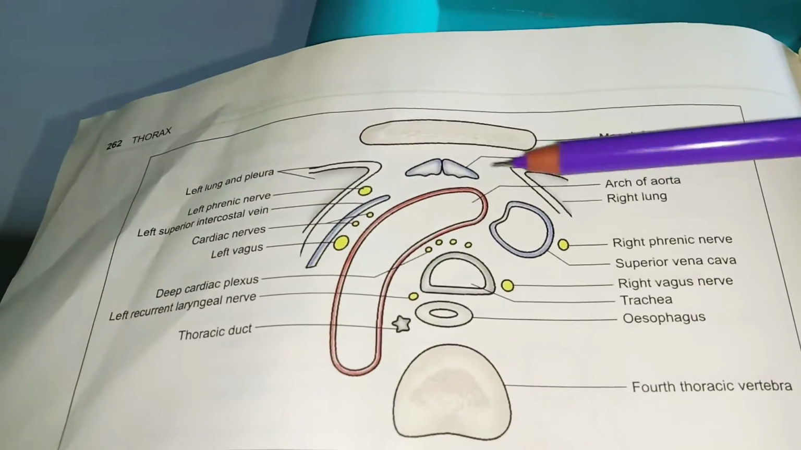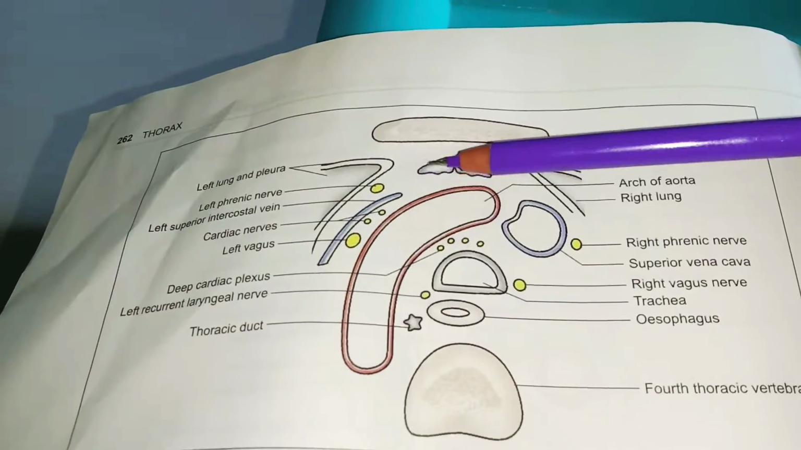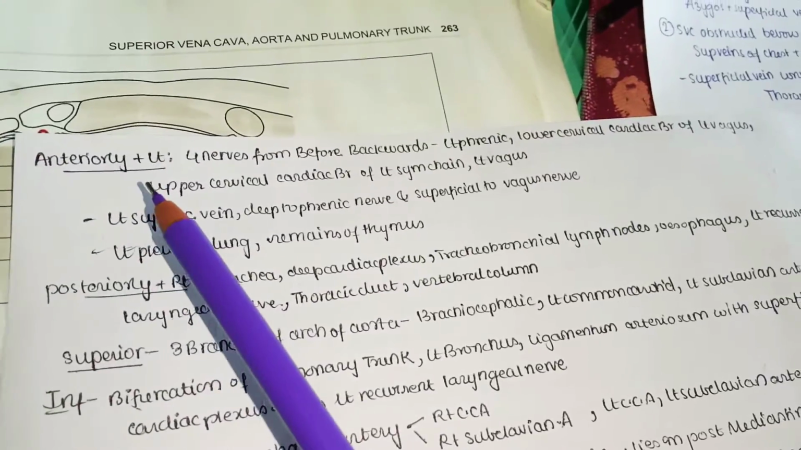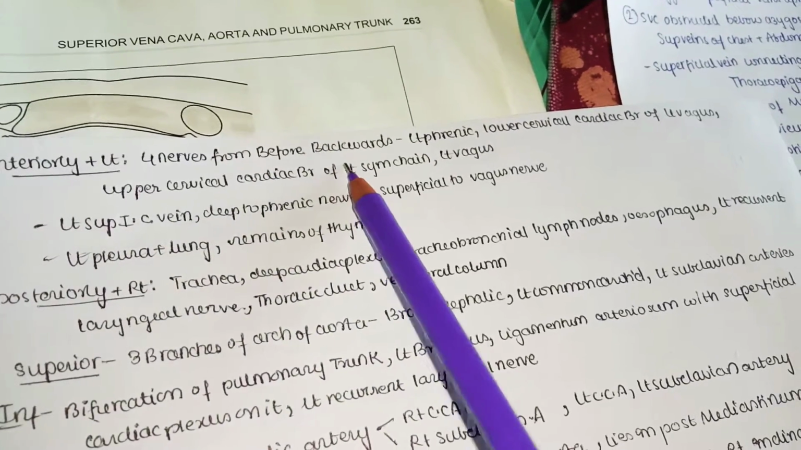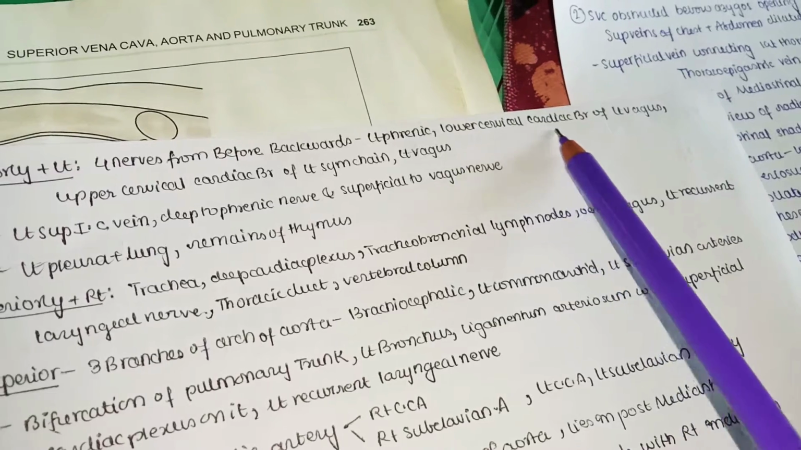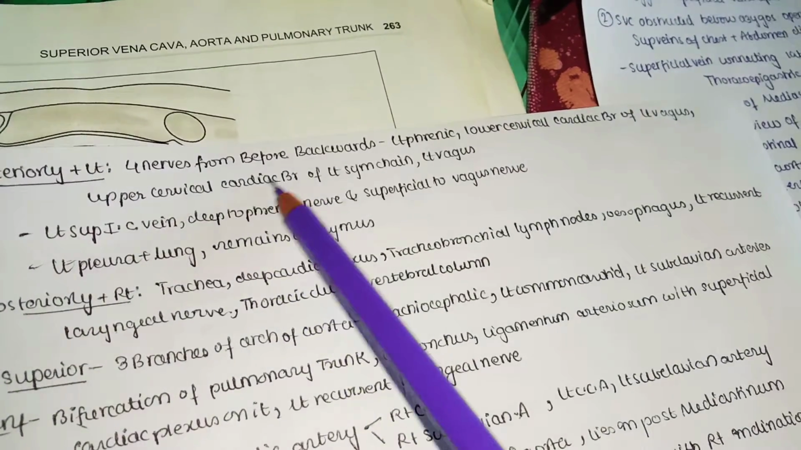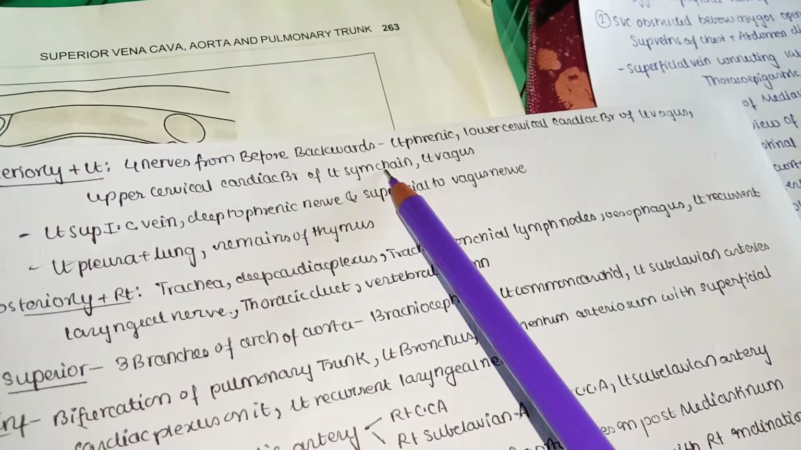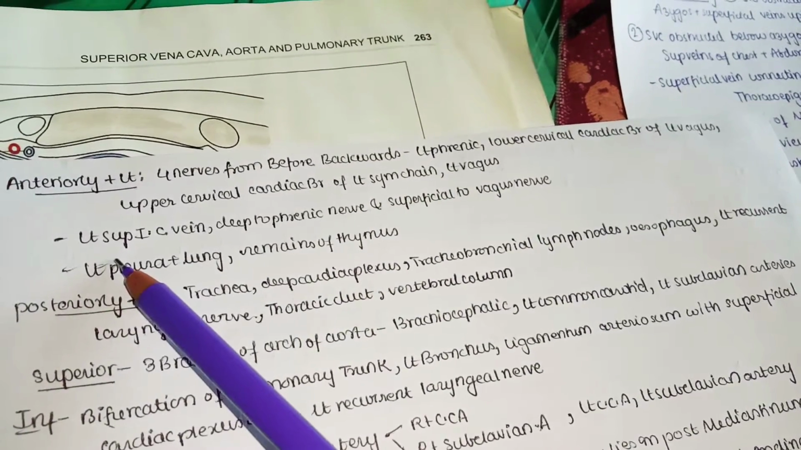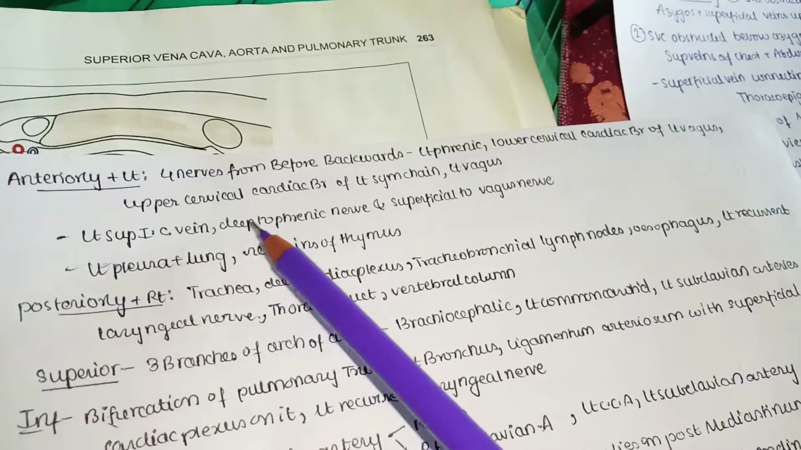You can see these are the remains of thymus. So all these are anterior to the arch of aorta. Once again, the structures which are anterior to the arch of aorta: four nerves from before backwards, that is left phrenic, lower cervical cardiac branch of left vagus, upper cervical cardiac branch of left sympathetic chain.